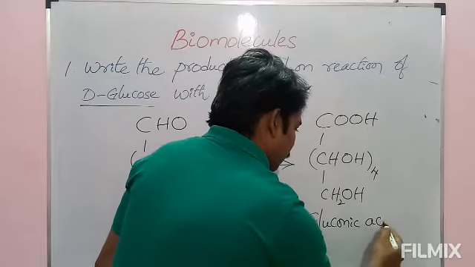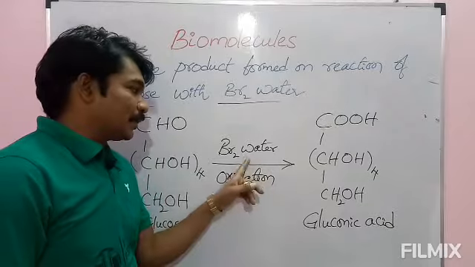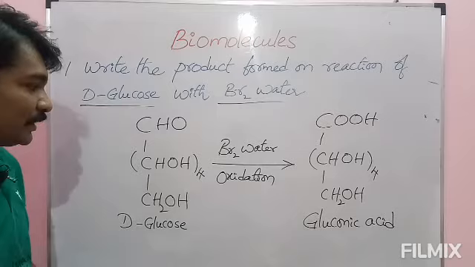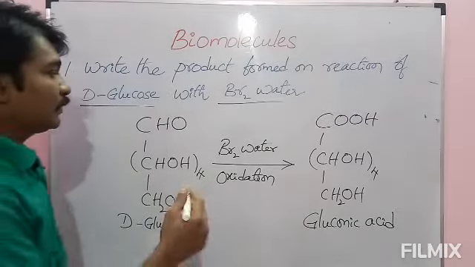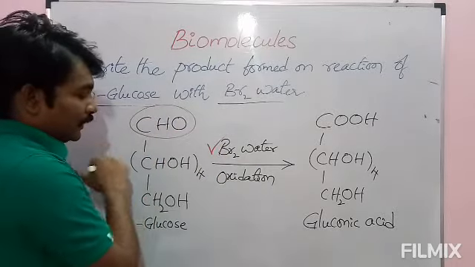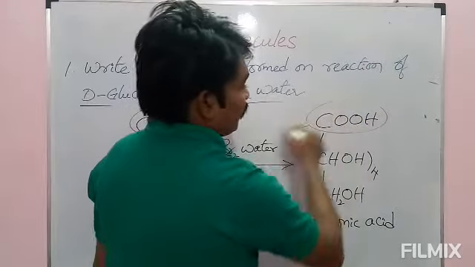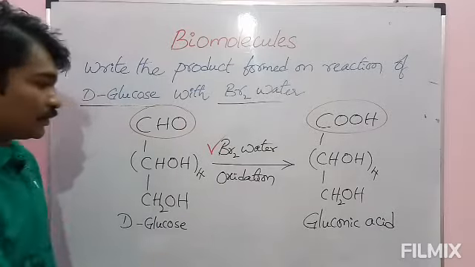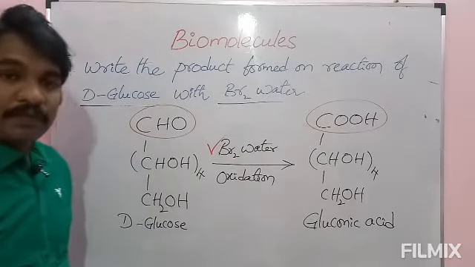Gluconic acid. D-glucose converts to gluconic acid in presence of bromine water, which acts as an oxidizing agent. The process taking place here is oxidation. One important point: bromine water proves that the carbonyl group in D-glucose is an aldehyde group. On oxidation, that aldehyde group changes to a carboxylic acid group, and D-glucose is converted to gluconic acid. Important reaction, please note it down, and we will move to the next one.